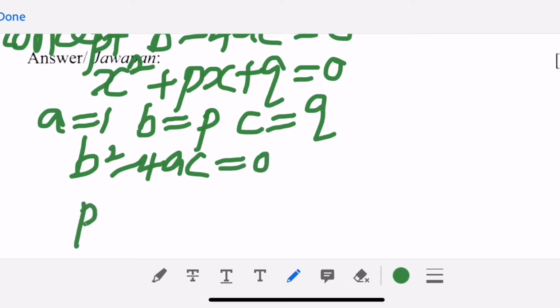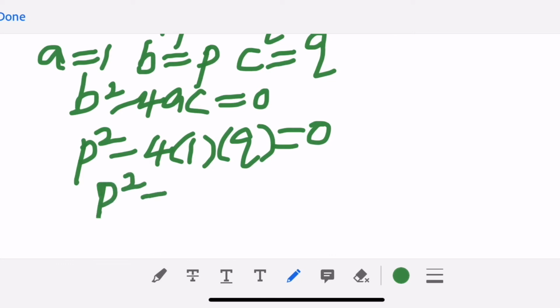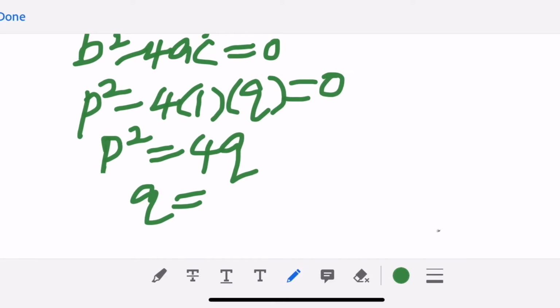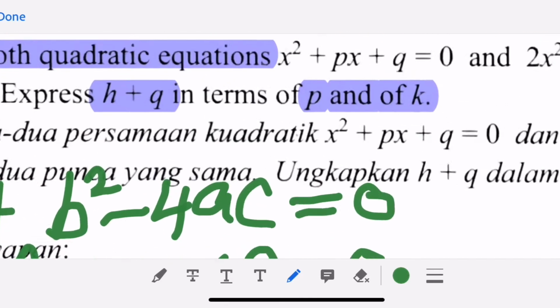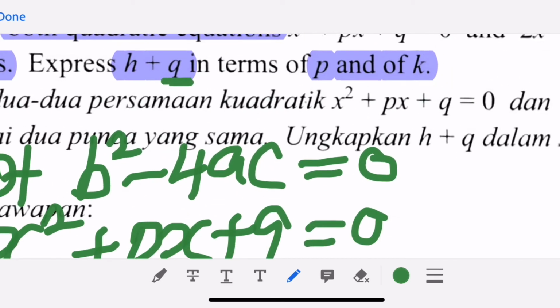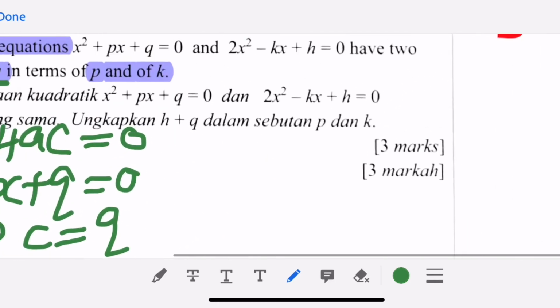And we will substitute. So we will have p squared minus 4 times 1 times q equal to 0. Then we will simplify according to what the question wants, because the question says q. So we will make q the subject. So q is p squared over 4. Because the question mentioned h plus q, we need to find q first. Q is p squared over 4.